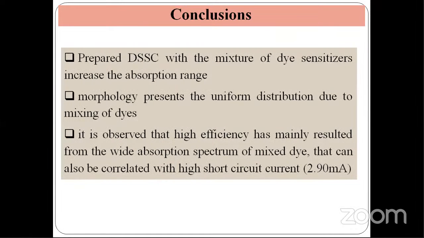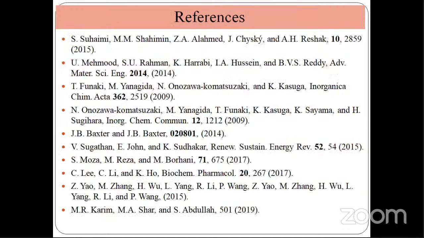It is concluded that by using two dyes of different absorption ranges, we can increase the absorption range. The morphology also presents a uniform distribution due to the mixing of these dyes, and it is observed that the high efficiency has mainly resulted from the wide absorption spectrum of the mixed dye, which can also be correlated with the high short circuit current of 2.90. These are some references.